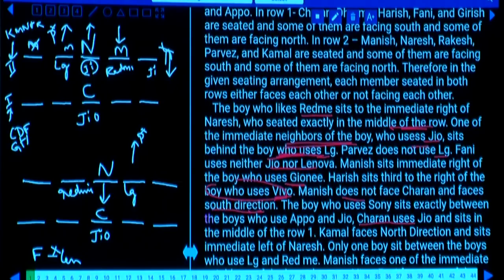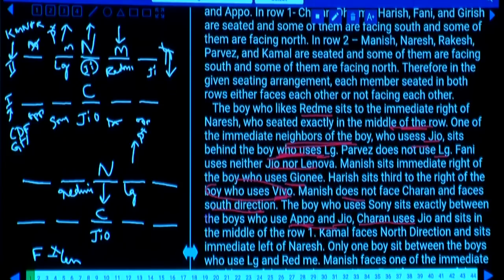The boy who uses Sony sits exactly between the boy who uses Oppo and Geo. Oppo and Geo, and who is that person? Sony must be in between Oppo and Geo. If Sony is here, then Oppo will be here. Or if Sony is here, then Oppo will be here. And so how many possibilities? There are two possibilities for this Sony and Oppo. Then if Oppo is here, H will be here. Or if Oppo is here, H will be here, because there are 3 in between. The boy who uses Sony sits exactly between Oppo and Geo.